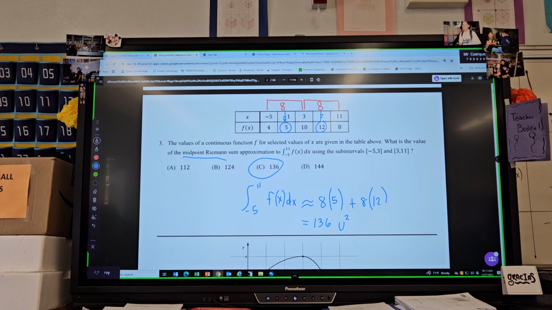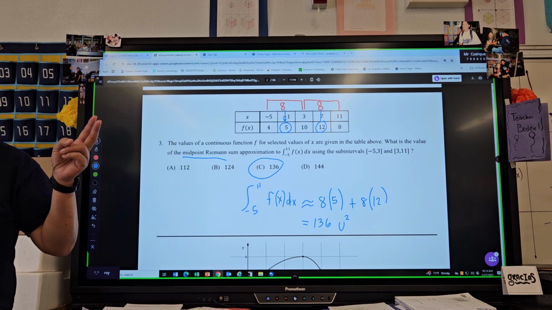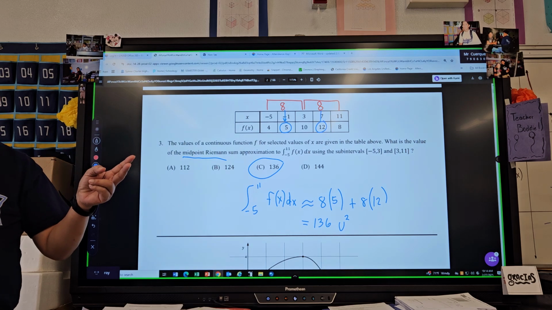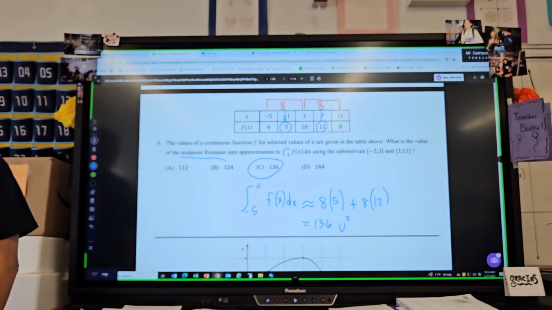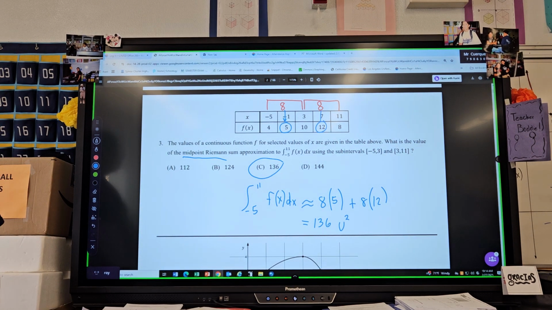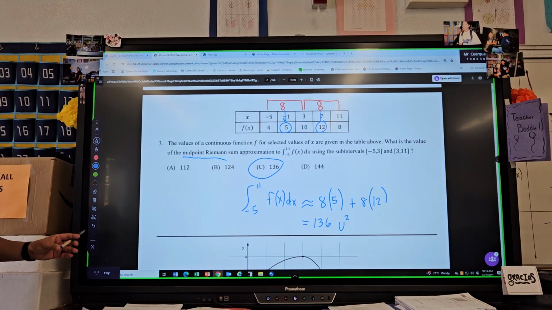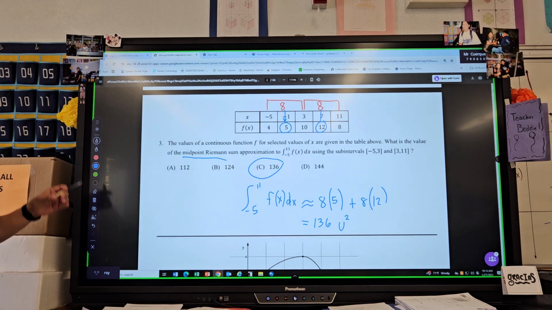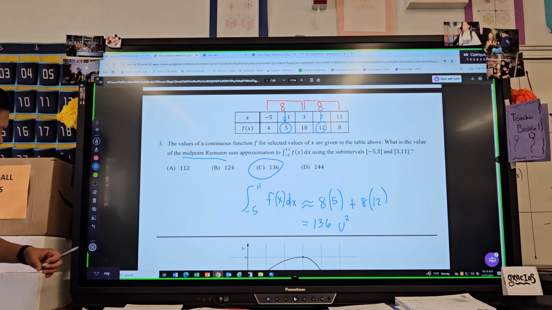So what was the first problem all about? Left Riemann sum. Second problem? Right Riemann sum. Third problem? Midpoint. What do you think is next? Trapezoidal. Okay, trapezoidal sum. So number 4 is a trapezoidal sum. Can I erase now? Can I move this up? We are moving to problem number 4.